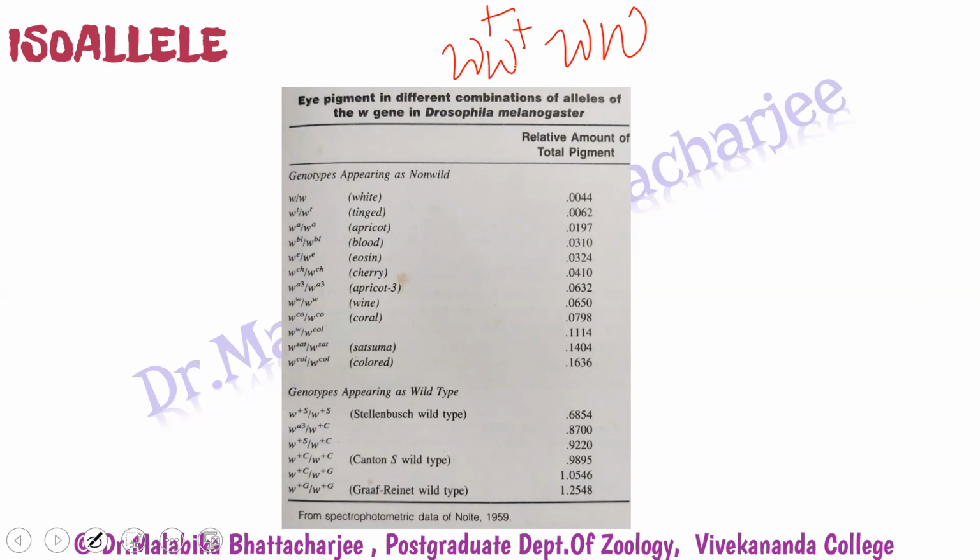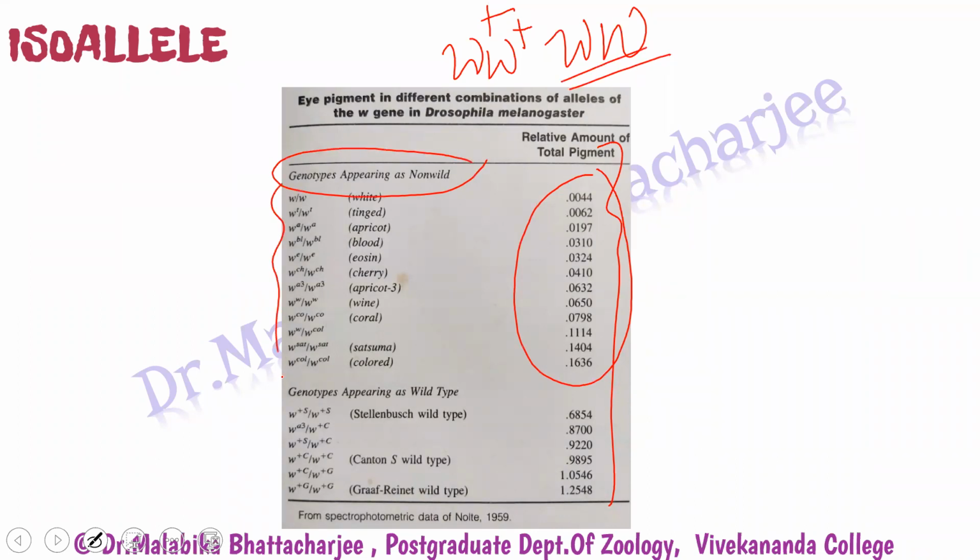Now, when scientists and researchers did a detailed study on the measurements of eye pigments, this kind of table was obtained. And it was seen that when we have a relative amount of pigment around this range, the genotypes appear as non-wild. See, all of them are not w w. You can see the change in the symbols, but all of them are phenotypically showing white eye color.